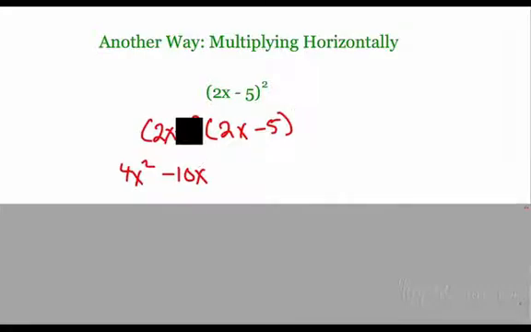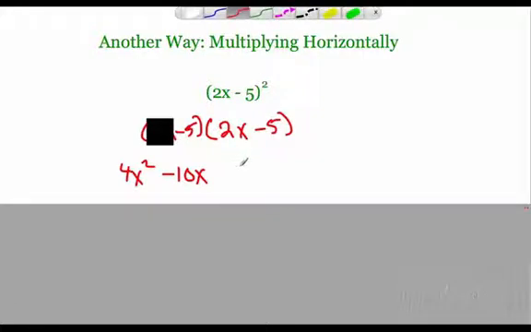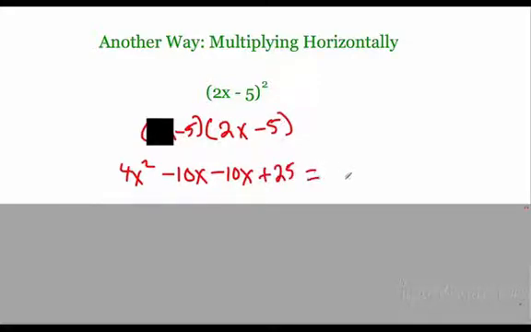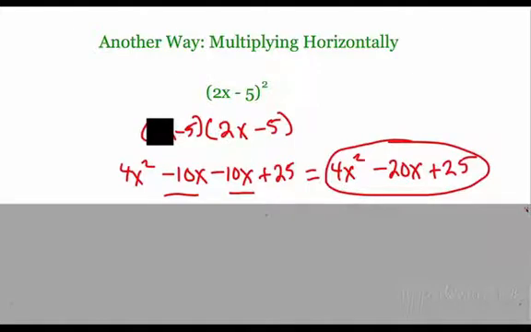Now I have to distribute the second one, negative 5. So negative 5 times 2x is negative 10x. Negative 5 times negative 5 is a positive 25. Some people call that method FOIL. Perfectly acceptable. I'm not going to teach you FOIL because to me, that's one more thing you need to learn. Right now, you know how to distribute. All right? That's all we're doing. Now I need to combine like terms. I have 2 right here, so 4x squared minus 20x plus 25. Boom! All right? Let's try another one.